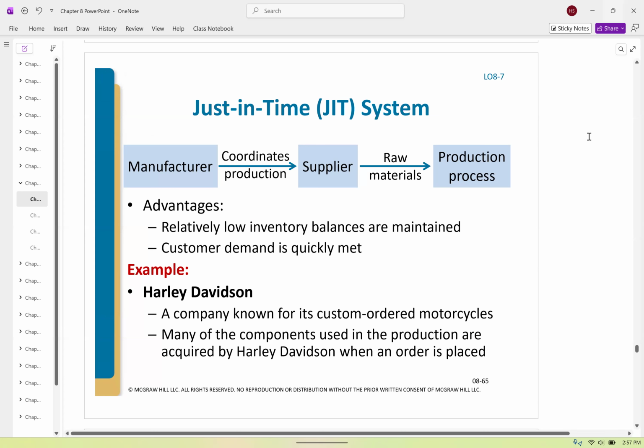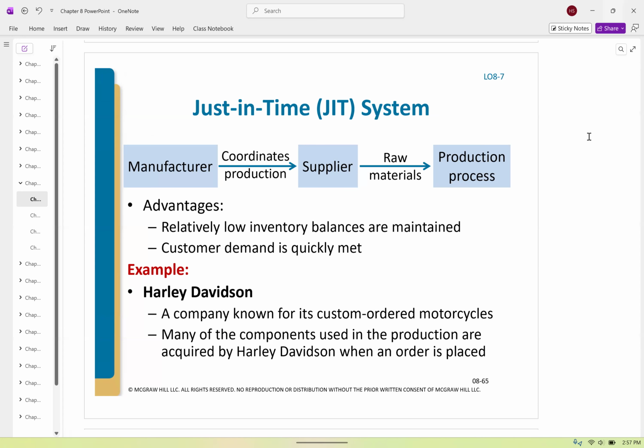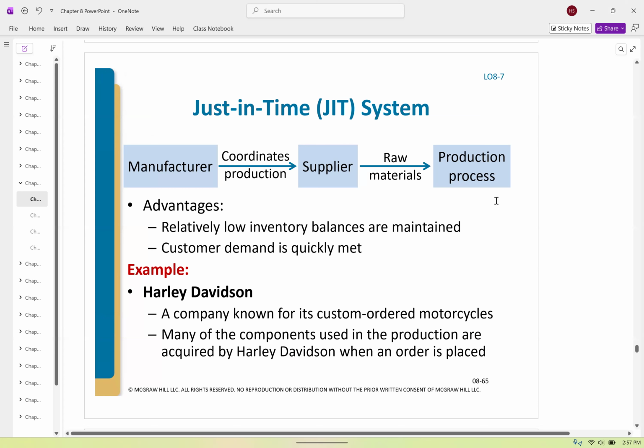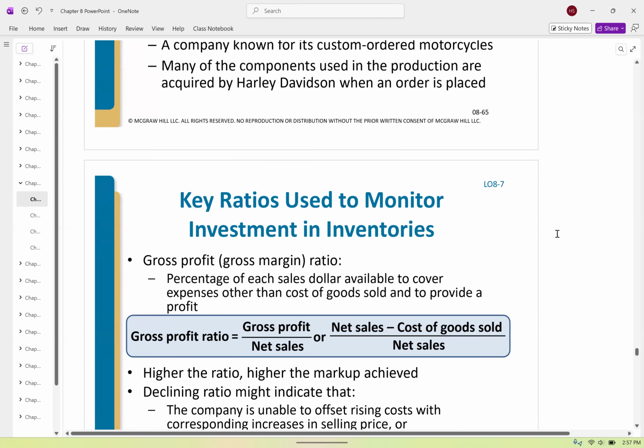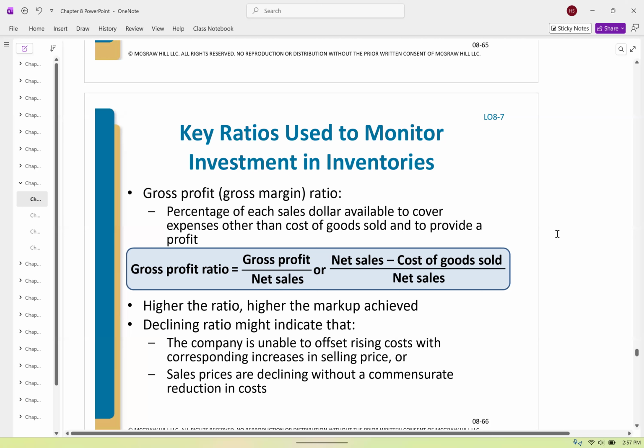Sounds great on paper for a lot of businesses, but sometimes it just doesn't work out that good. Okay. So it's just really hard. But like I said, a couple of companies have been able to do it and do it very well. Again, it's one of those things, always sounds good on paper, but not always the best. Okay. All right. So they're going to go through a couple of ratios here.